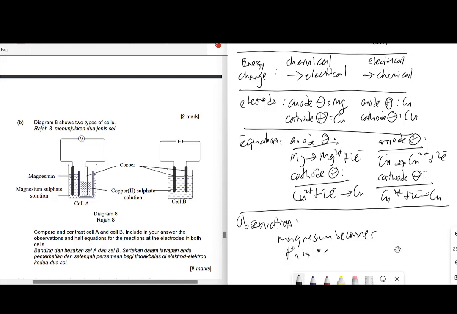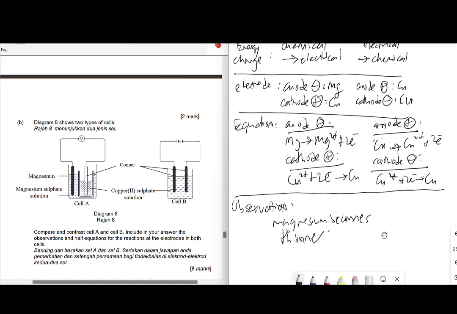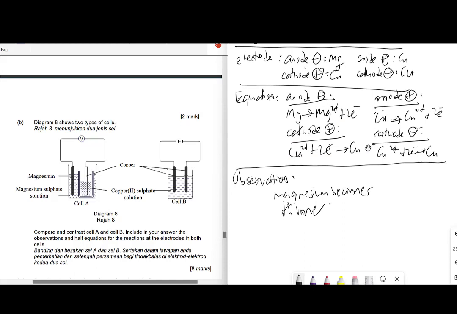Okay, becomes thinner. And then what happened to the cathode here? You can see that the copper is actually formed here. Because the electrode is made from copper also, and then you are forming more and more copper, the copper plate becomes thicker. Copper electrode becomes thicker.